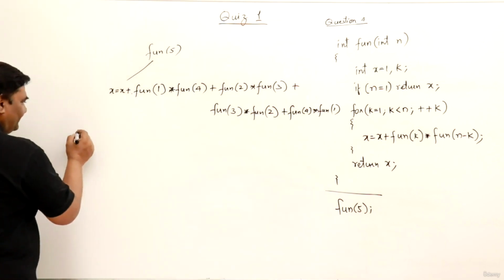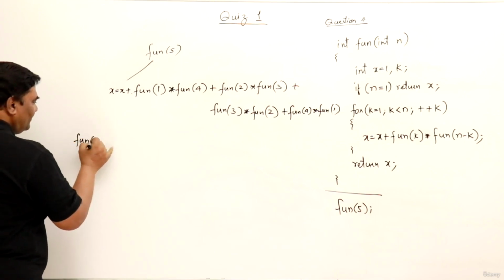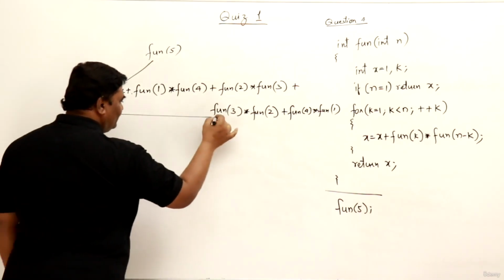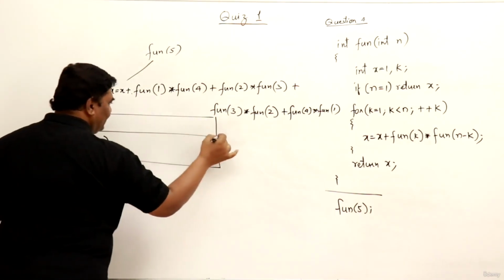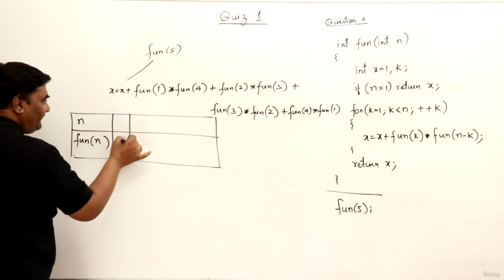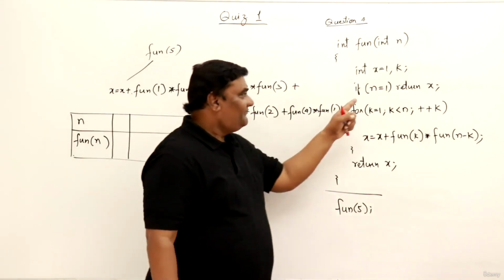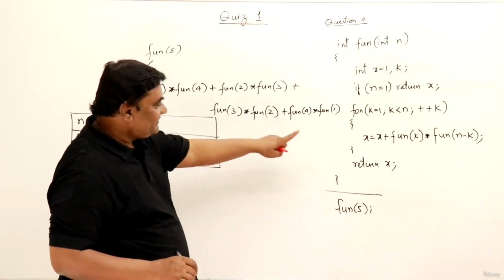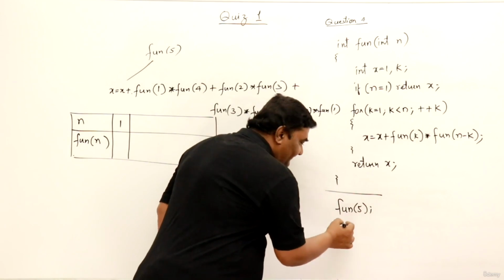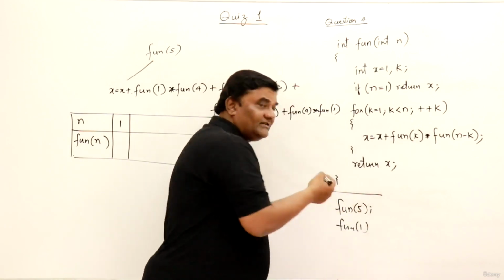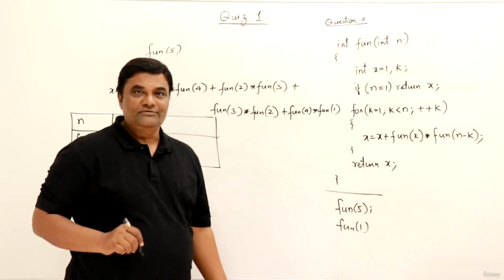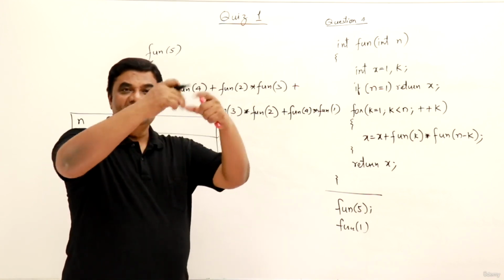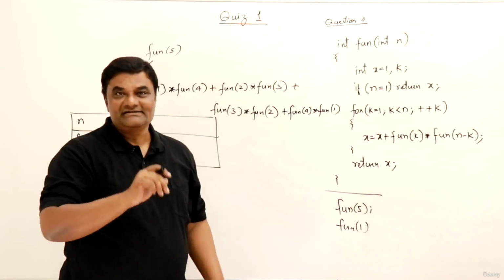So here I will take the values of fun of n, and for the values of n, I'll make it as a table. Let us do it. Then I'll tell you why I'm taking a table. So first, see what is the minimum value? N is equal to 1. If I call this function by passing 1, not 5, then what happens? Let us get that value. First we will find the smaller values, then slowly we'll increase and get the value for 5. Yes, that is the idea.